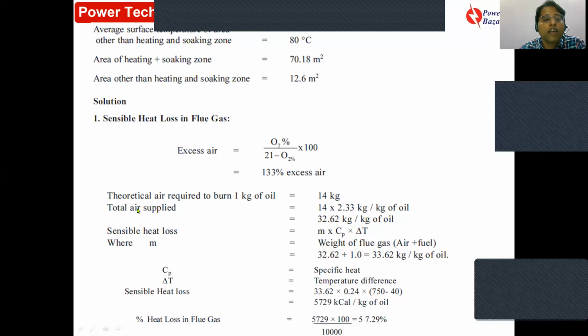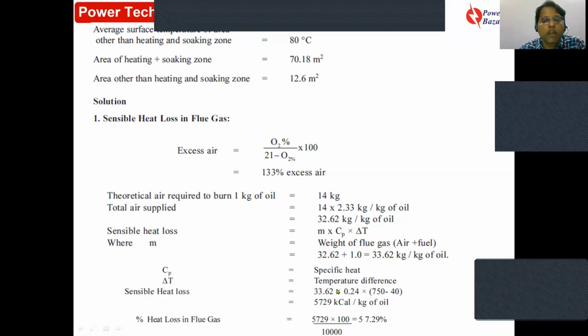That is the air supplied, not air required. That is the air supplied. So what is sensible heat? Heat loss will be mass, specific heat, delta T. Now, what is the weight of the flue gas in this case? Weight of the flue gas is basically total air supplied plus the fuel. Fuel is basically 1 kg. And the air supplied is 32.62, so 33.62 kg of flue gas per kg of oil we could find out.